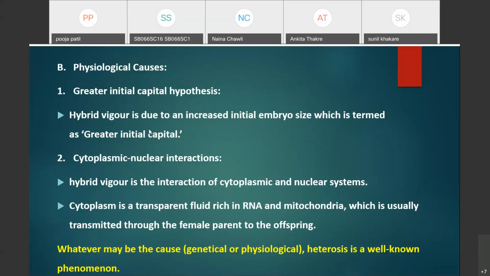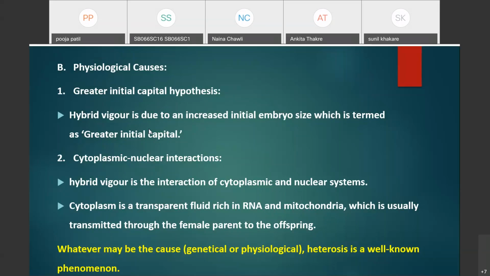As per this hypothesis, the hybrid vigor is due to an increased initial embryo size, which is termed the greater initial capital. It means the increased initial embryo size is referred to as the greater initial capital.